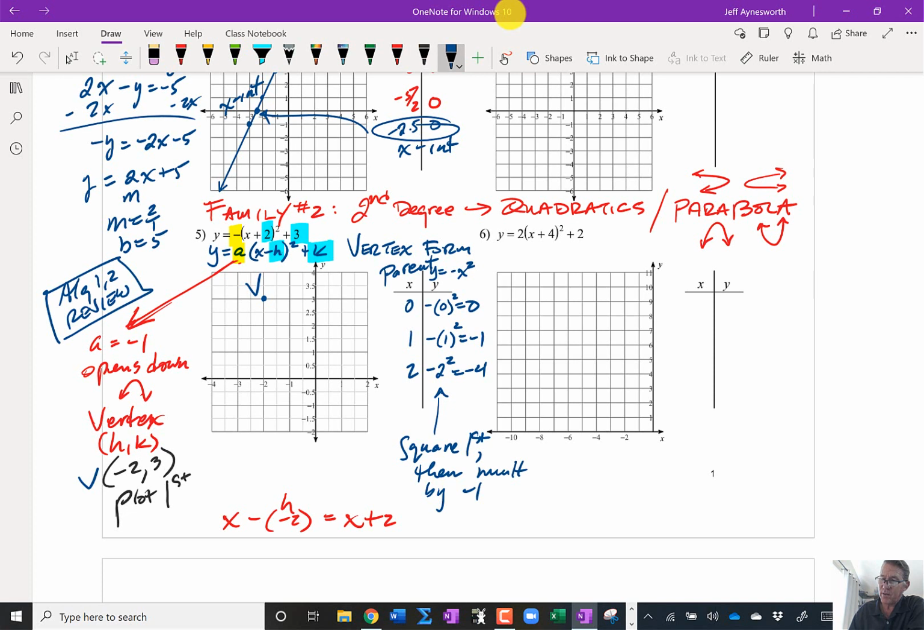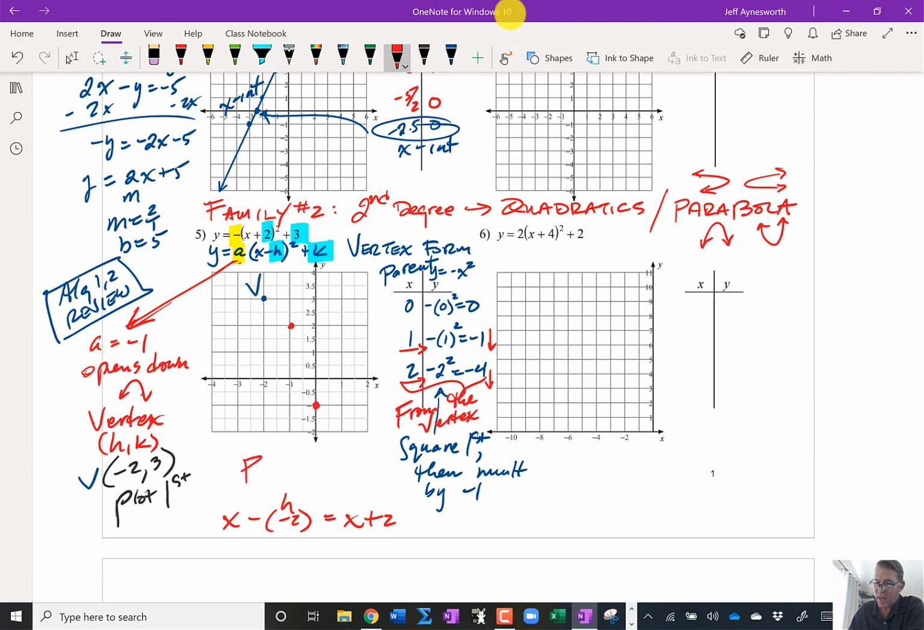So when you plot these values, you start from the vertex. You put your pencil at the vertex and you go right 0, down 0. Or right 1, down 1. Right 2, down 4. From the vertex. So put your pencil at the vertex, go right 1, down 1. And then you go right 2 from the vertex and then down 4. Right 2, 1, 2, 1, 2, 3, 4.